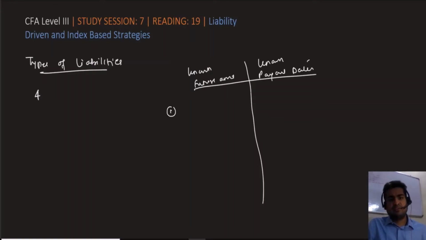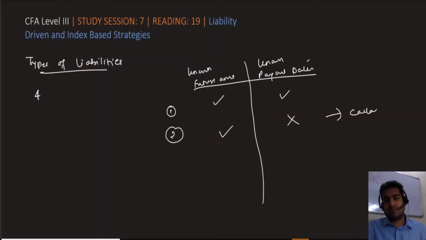The first one is where you know the future amount and you also know the future pay date. An example of that could be a typical option-free bond, right? You know the future amount and you know when it will mature. The second kind is when you know the future amount but you are not certain of the payout date. An example could be a callable bond or a putable bond, because you don't know when it would be called or when you might want to put it.